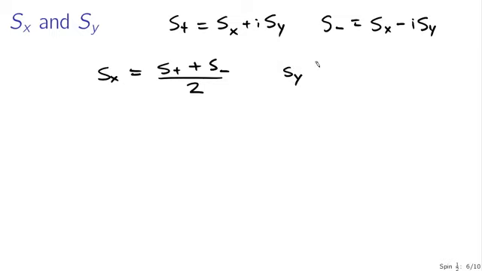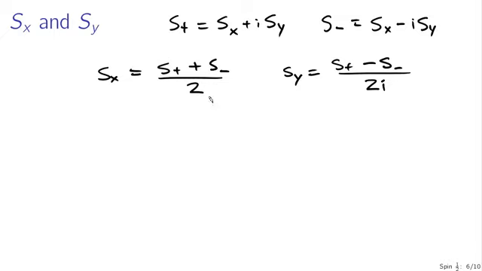Similarly, Sy, same sort of superposition, is S plus minus S minus over 2i. S plus minus S minus is going to be Sx plus i Sy minus Sx plus i Sy. So my i Sy terms combine, and I get 2i Sy, which cancels the 2i to give just Sy. So these are our operators.